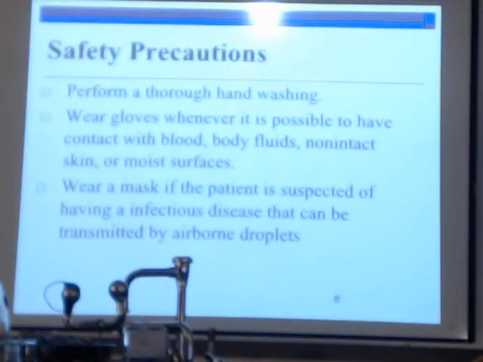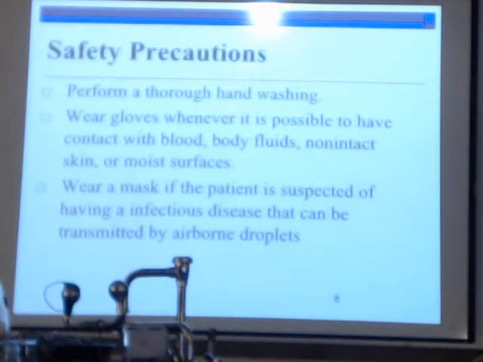Now, safety precautions, we have to be sure, don't ever forget when you walk in and when you leave a patient's room, wash your hands. Also, if you go to the bathroom, if you leave the office, if you eat, wash your hands before and after. It cannot hurt you.